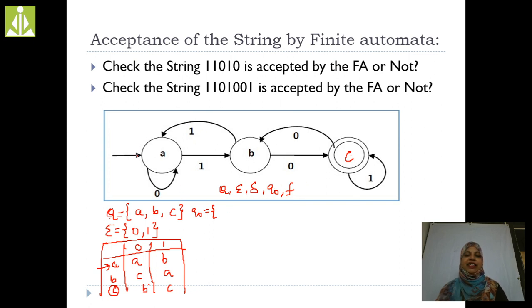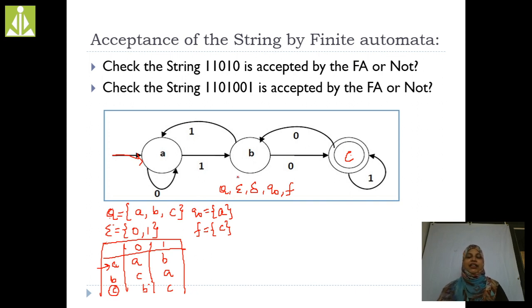In this given graph, which one is the initial state? A is the initial state. Why? Because A is indicated by this arrow mark. That's the reason A is the initial state. Now, which one is the final state in this given example? F equals C. C is the final state.